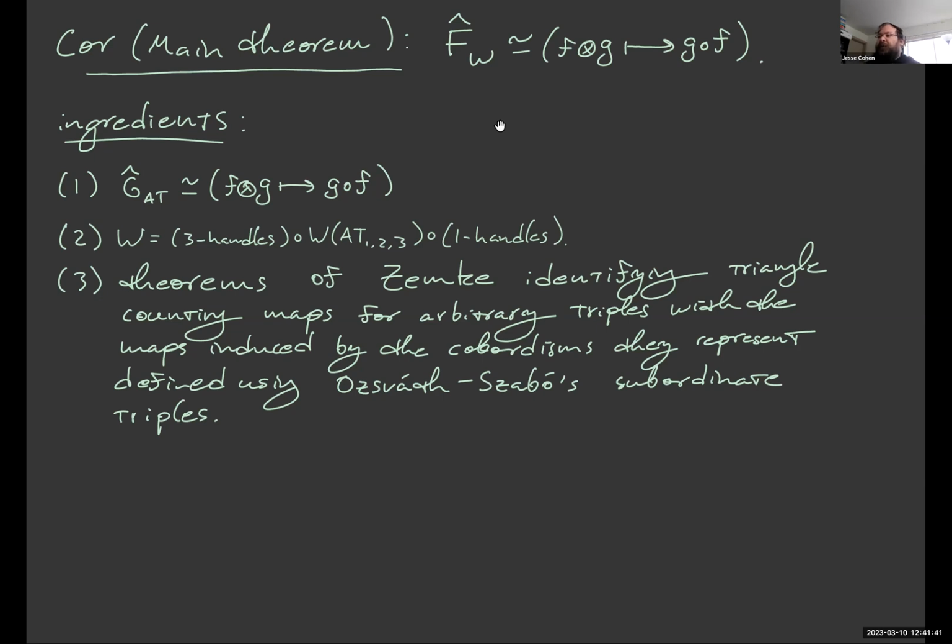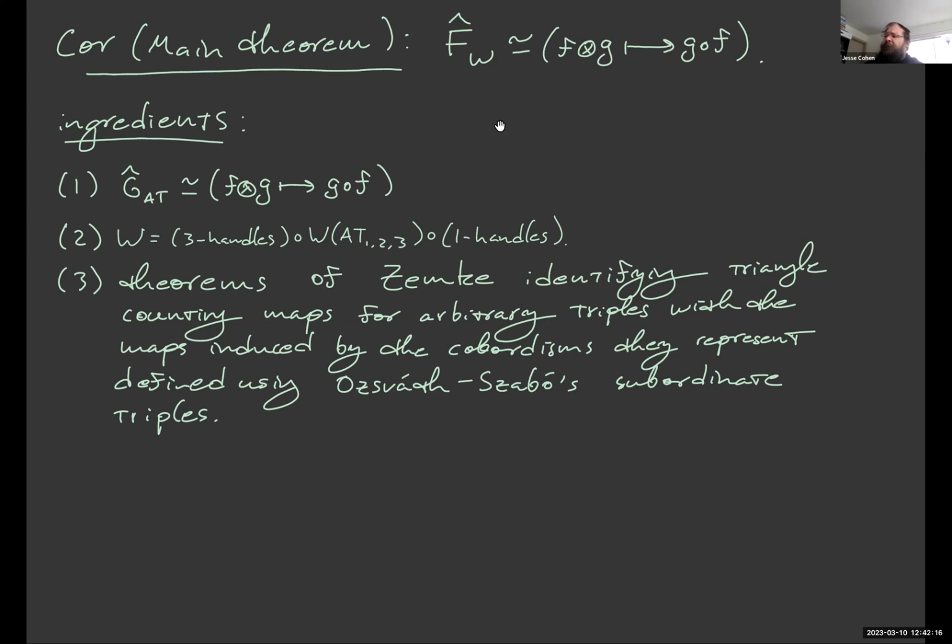That gives you a third handle body, and the composition map here, if that corresponds to the pair of pants cobordism, well, that pair of pants cobordism is exactly the cobordism considered by Ozsváth and Szabó. And so this composition map actually does genuinely compute for you the cobordism map associated to that triple.